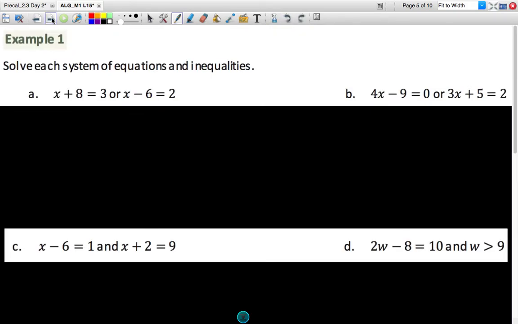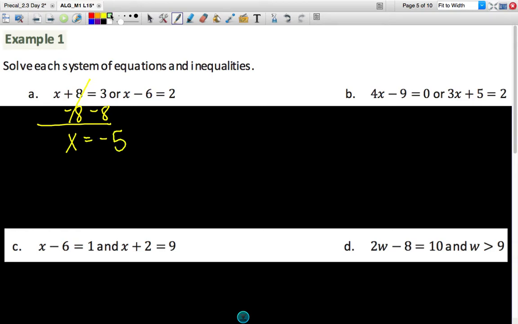Look at example 1. Solve each system of equations and inequalities. A system simply means that it's two or more equations or two or more inequalities. Part A, x plus 8 equals 3 or x minus 6 equals 2. All you do is simply solve both equations or inequalities, but it's equations in this case. So first solve both of them. X plus 8 equals 3. We have to isolate the variable if we're solving, so we need to subtract 8 on both sides, which means we are left with x equals negative 5.